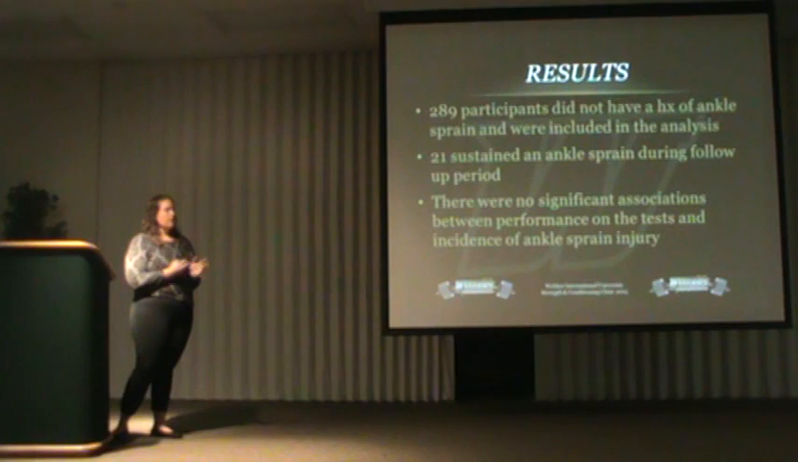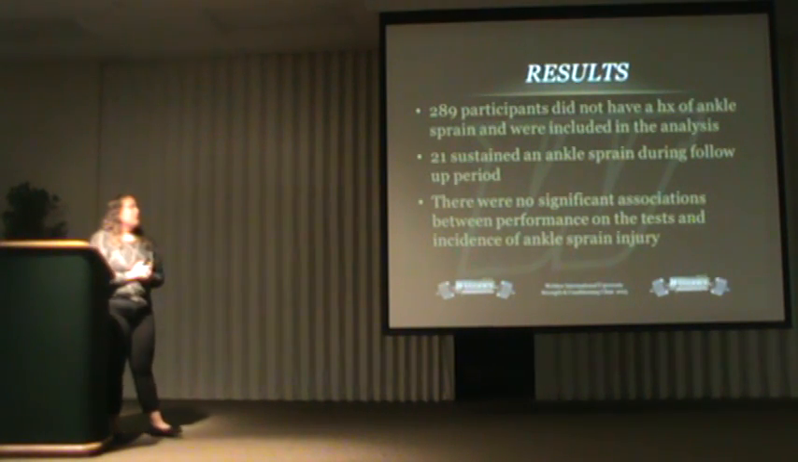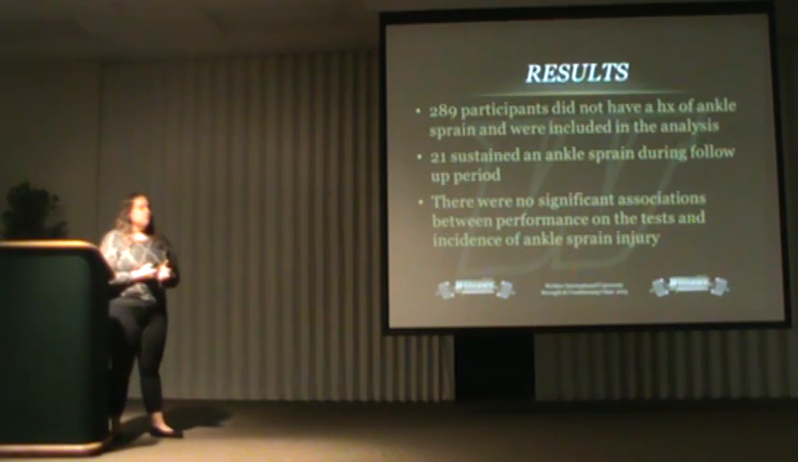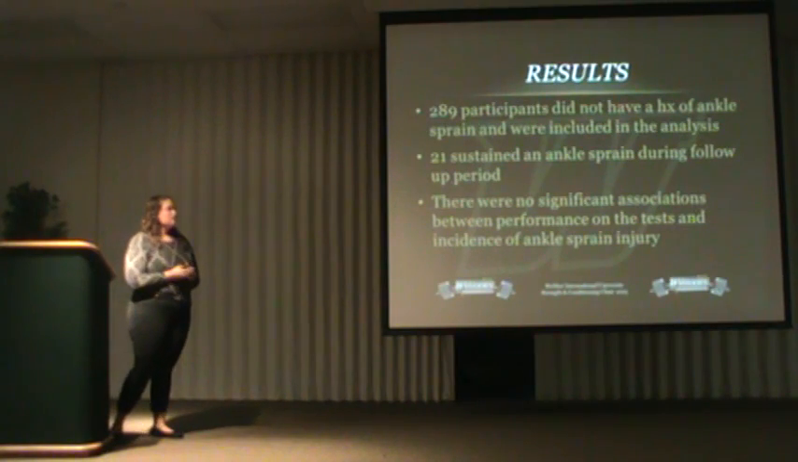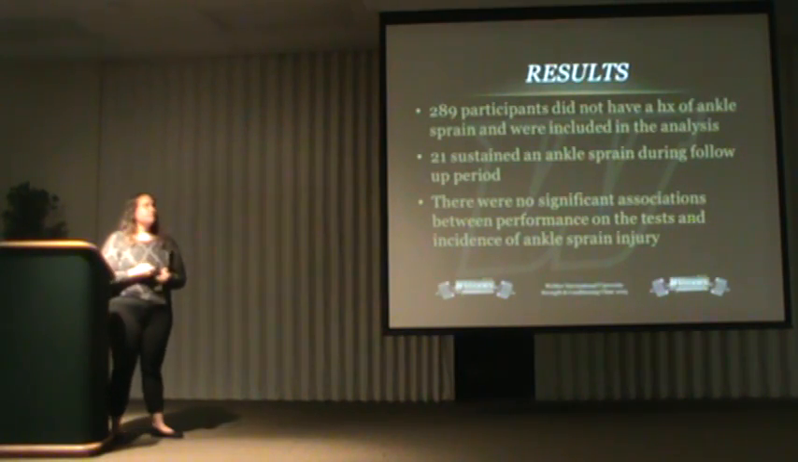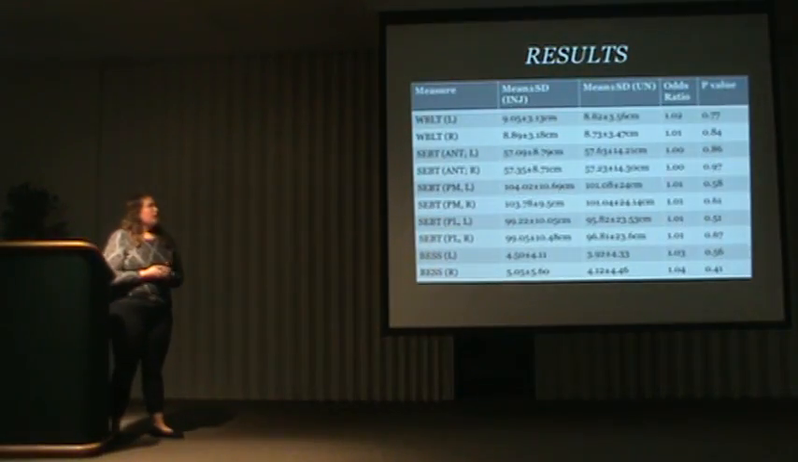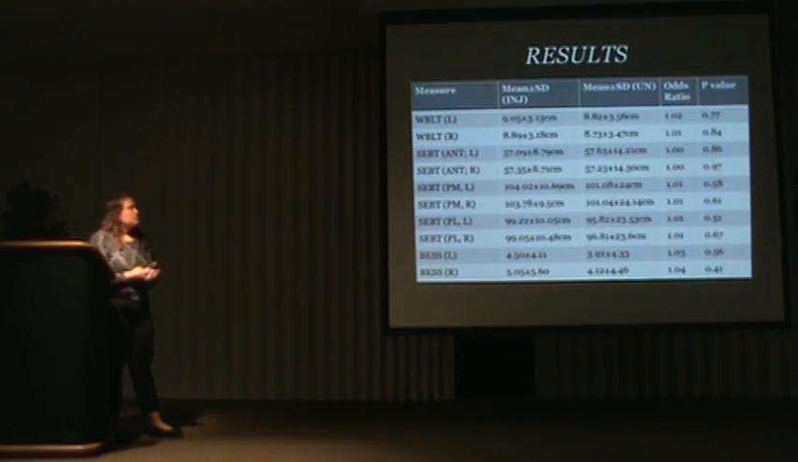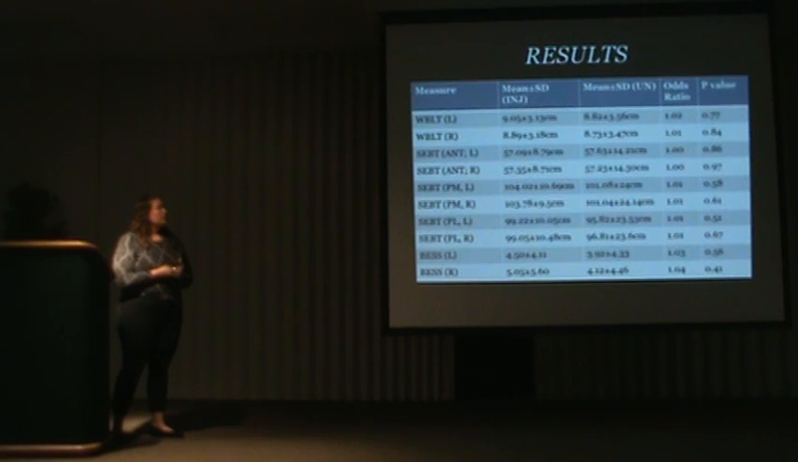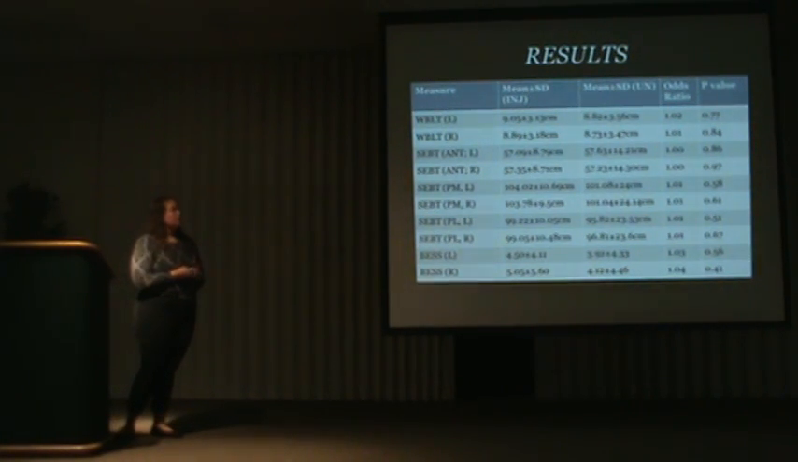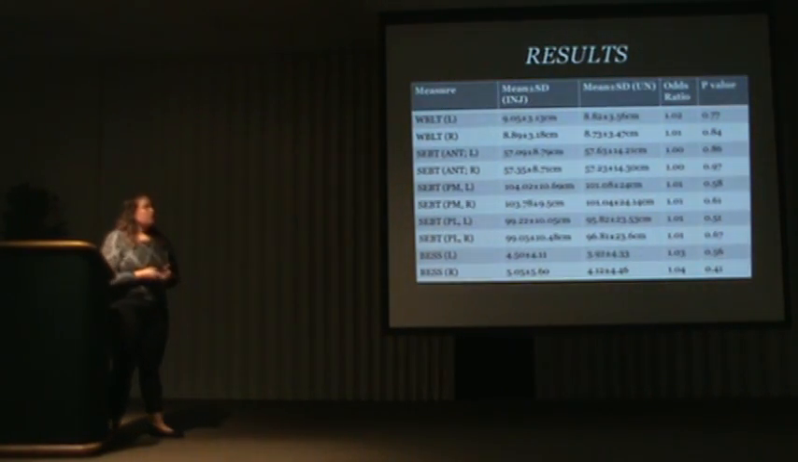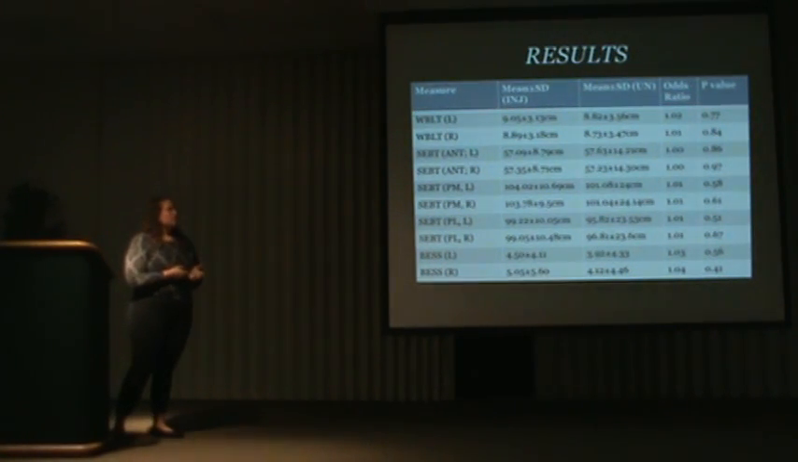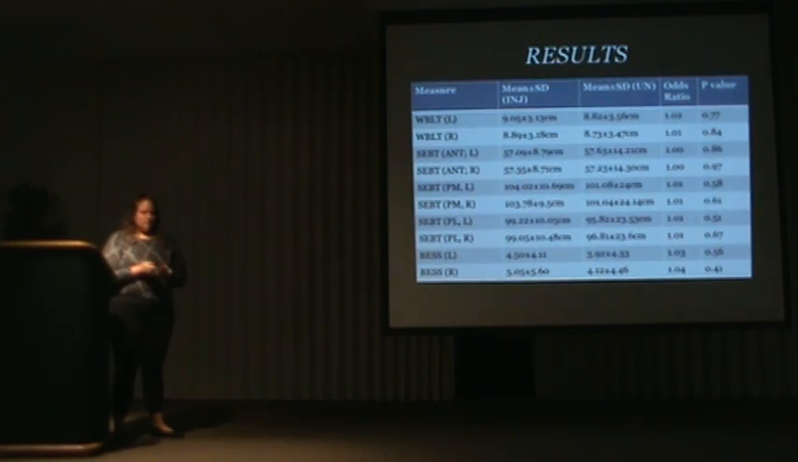And when we compared the means, we didn't have any significant association between the performance on those tests and the incidence of ankle sprain injury. So here's the results we have here. We have all the measures that we used in each limb, and then the means and the standard deviation for the injured group versus the uninjured group, the odds ratio and the p-value. I'm not going to go over all these numbers, but as you can see, the p-value was never less than 0.05 for any of those, so it wasn't statistically significant.